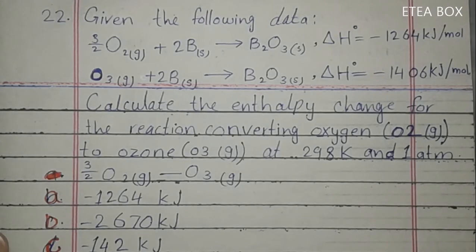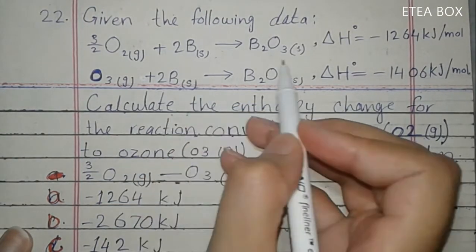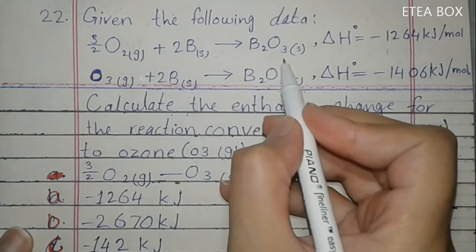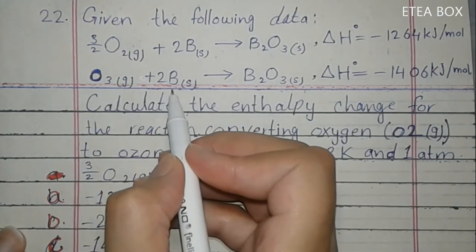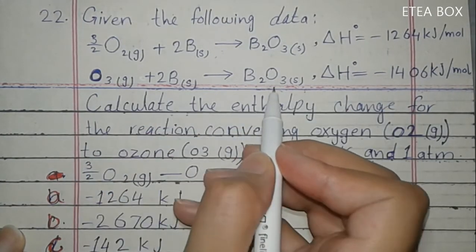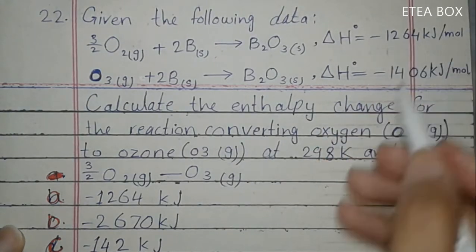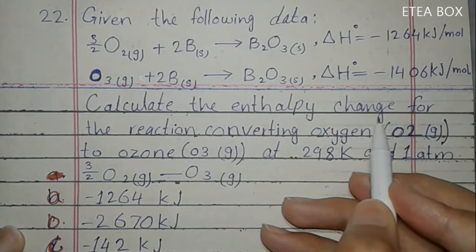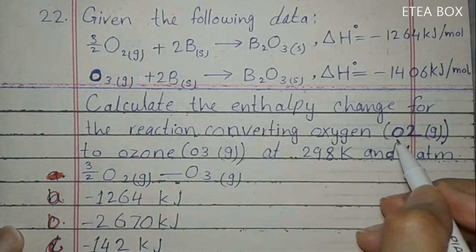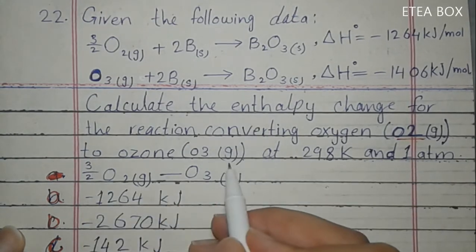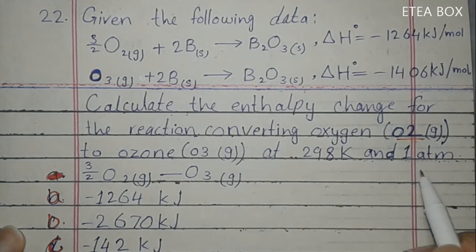Given the following data, here oxygen will give boron trioxide. And ozone is reacted with boron and it gives boron trioxide. Look, these are exothermic reactions. Now calculate the enthalpy change for the reaction converting oxygen into ozone at room temperature and pressure.